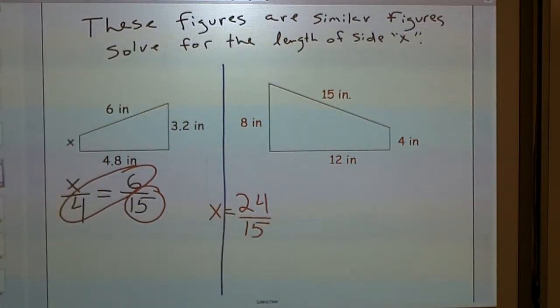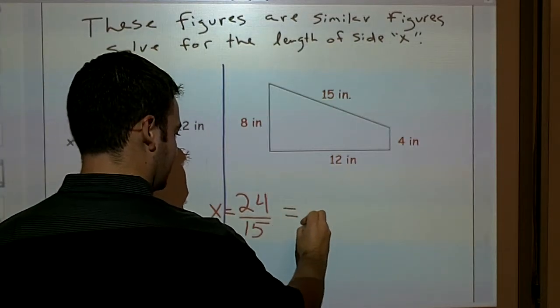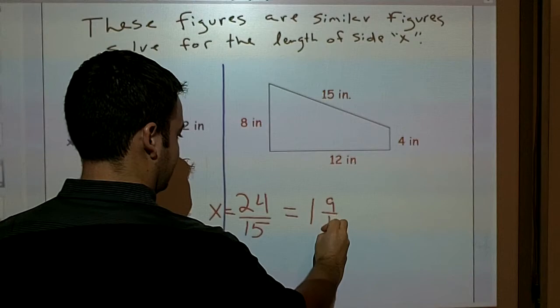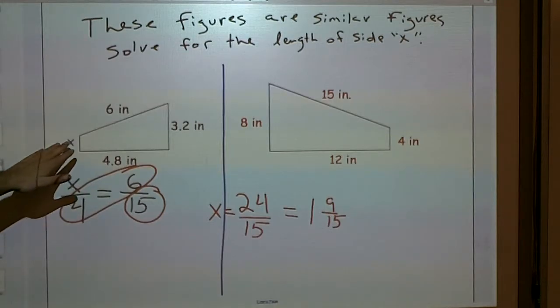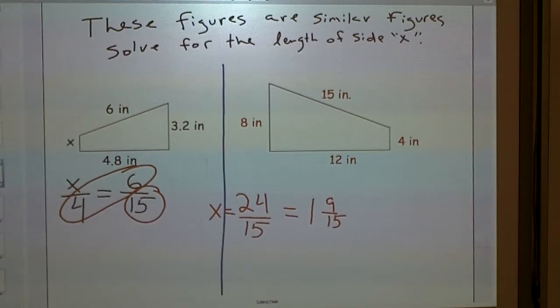X equals 24 over 15, and that simplifies down to about 1, and then we've got 9 left over, so about 1 and 9/15. About 1 and 9/15 simplifies down to, if we divide both sides by 3, 1 3/5, or about 1.6, which would make sense. If you check your reasonableness, that would make sense, okay?